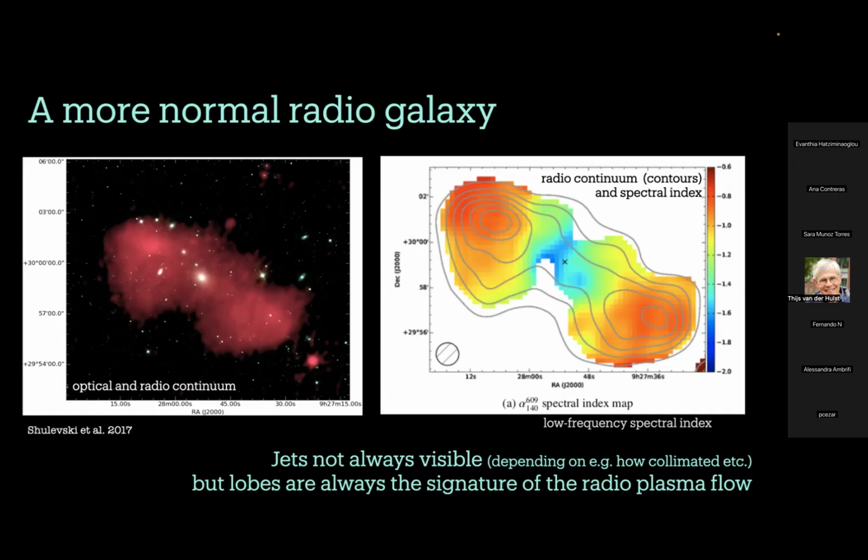And in this case, you can even derive the spectral index of the radio emission and see which part has the older electrons.